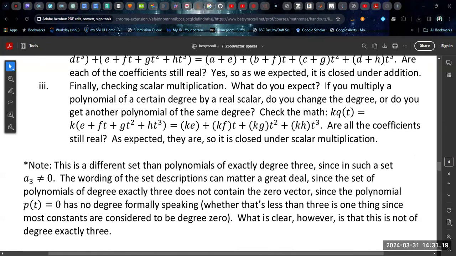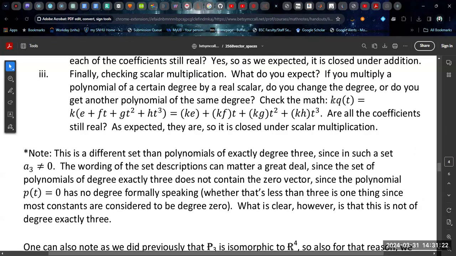And finally, if I check scalar multiplication, if I multiply a polynomial by a real constant, then k times e, that's still real. K times g for t squared, that's still real. K times f, that's still real. K times h, they were both real before, they're both real now. So all of the coefficients are still real, and therefore it is closed under scalar multiplication.